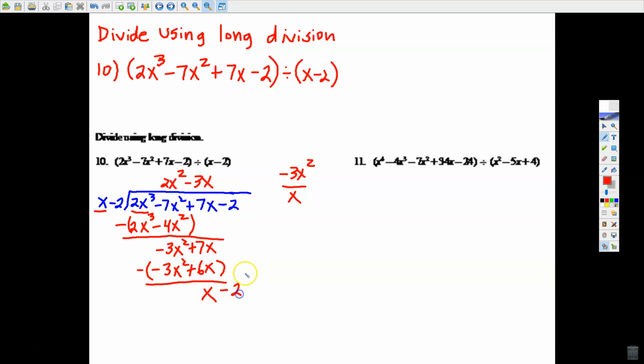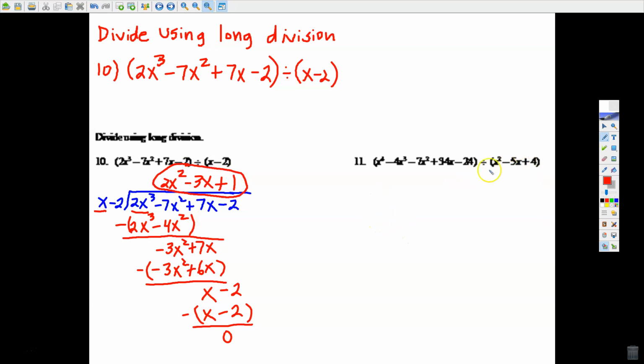Bring down the next term, and we're going to go through this one more time. So I divide first term, x, into first term. So any number or variable divided by itself is just 1. So it's going to be positive 1. And now distribute 1 times x, 1 times negative 2, subtract, and this time we get a remainder of 0. And so my final answer ends up being this quadratic trinomial.